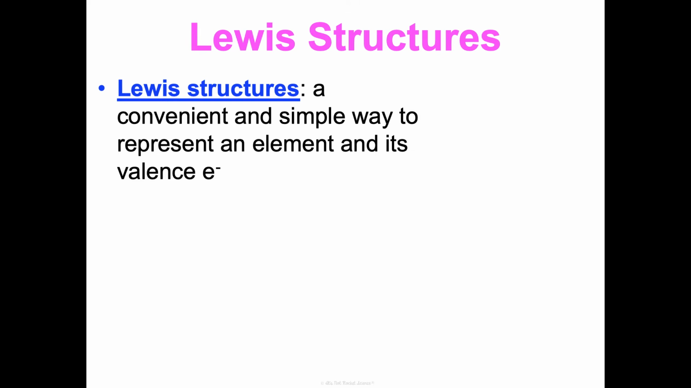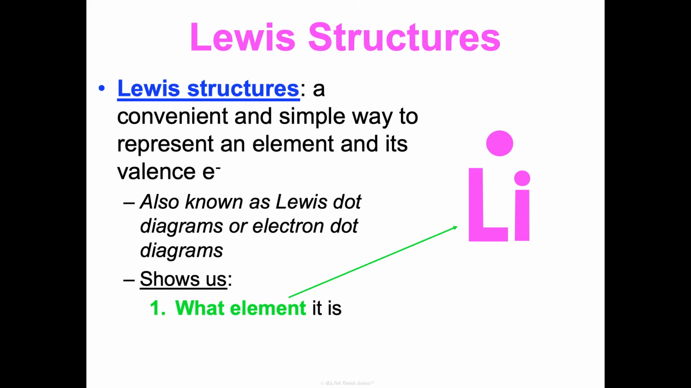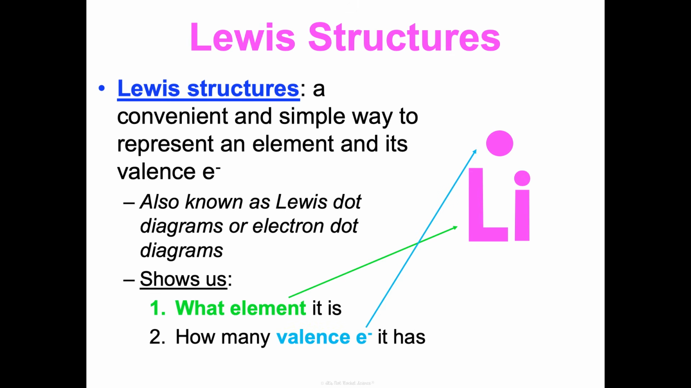Lewis structures are a convenient and simple way to represent an element and its valence electrons. All you do is you write the symbol and you use dots to represent the valence electrons. That's literally it. Instead of having to draw the whole thing with all the energy levels like you do for a Bohr model, you just do this. Lewis structures are also known as Lewis dot diagrams or electron dot diagrams. So if you see any of those terms, just know they are interchangeable. And again, they show us what the element is by showing the symbol, and then they show how many valence electrons it has by drawing those around the element.